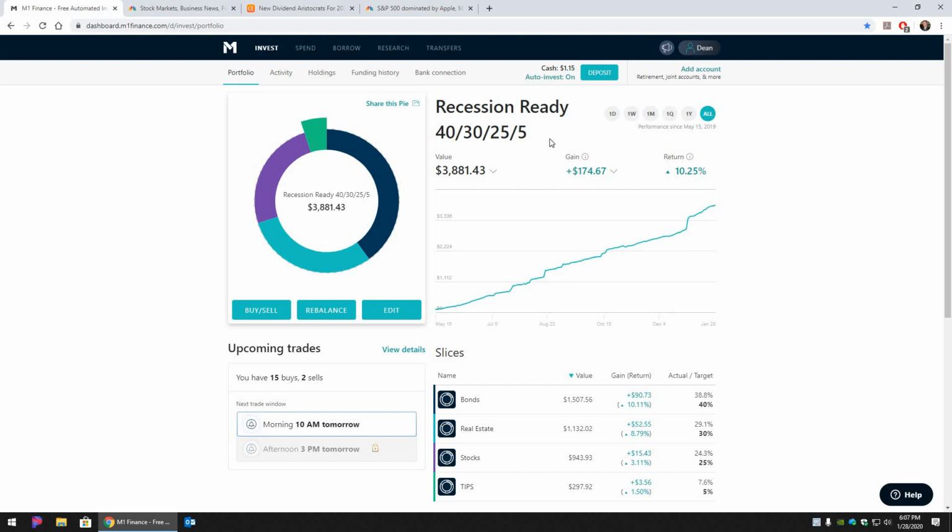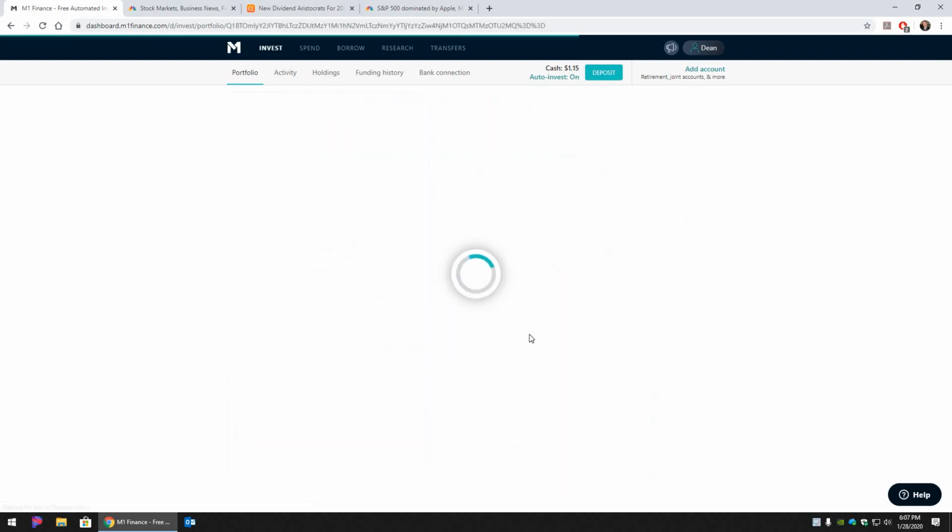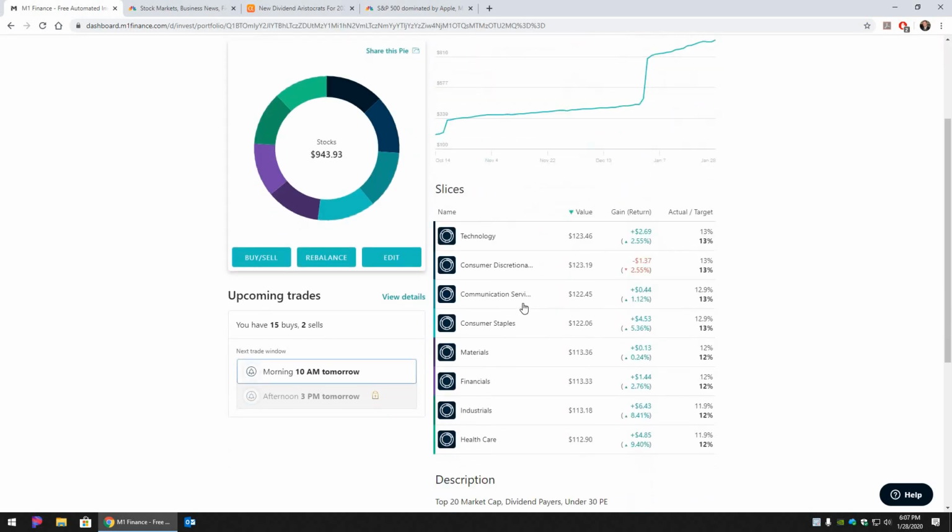Again, for those who are new to the channel, my portfolio is broken out. It's a 40% bond, 30% real estate. I've got 25% stocks, and 5% that's just treasury backed funds there. In these stocks, it is heavily a dividend aristocrat fund. It is broken apart by all of these sectors that comprise the dividend aristocrats.